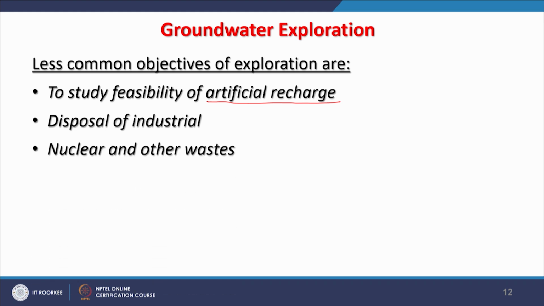Disposal of industrial waste, nuclear waste. Nowadays, a lot of hazardous waste and nuclear waste is being generated by industries of different kinds. Where to dispose? If we dispose on the surface, they will pollute our groundwater regime. So, can we dispose of these pollutants in subsurface conditions? For which also groundwater exploration is done, so that we find the areas where it will not mix with the groundwater. For that you need almost the same approach as for groundwater exploration.